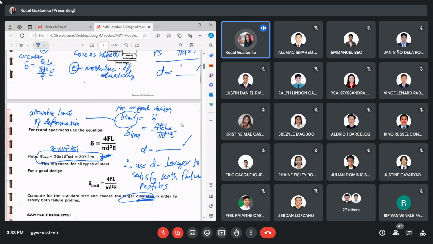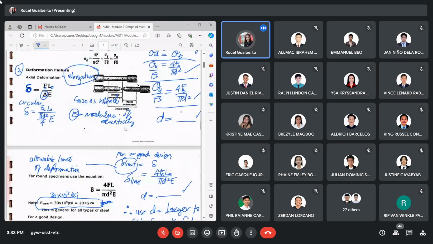Now, there are cases po naman na wala po tayong deformation failure. Malimit po pala na wala yung deformation failure. Ma-identify mo po kung meron kang deformation failure only when if you are given this. Pag binigyan lang po sa problem yung allowable limit of deformation, yun lang po yung indicator natin na meron po tayong solution dito sa deformation failure na isasama. Pero kung wala po itong given na to, so wala po tayong masosolve dito na dimension.